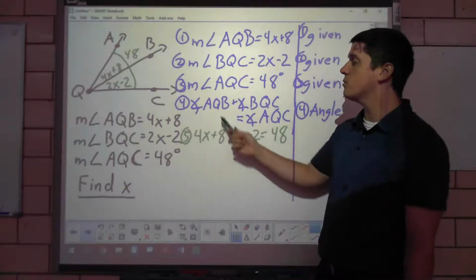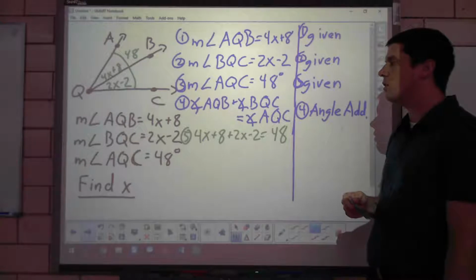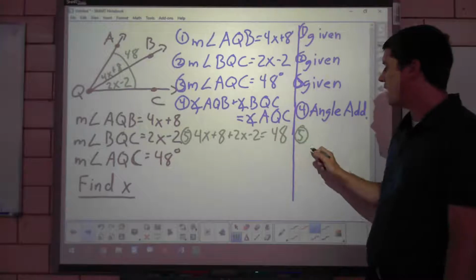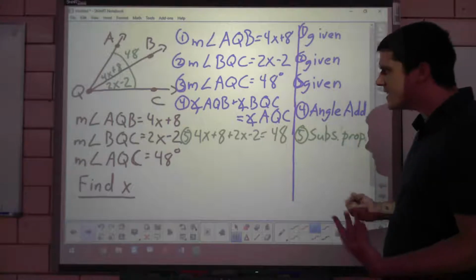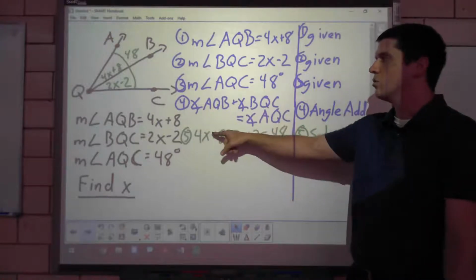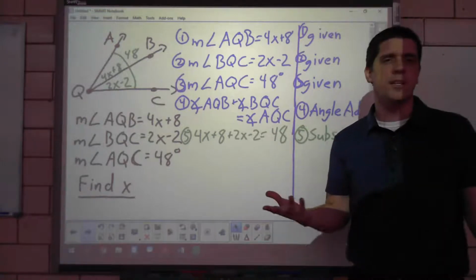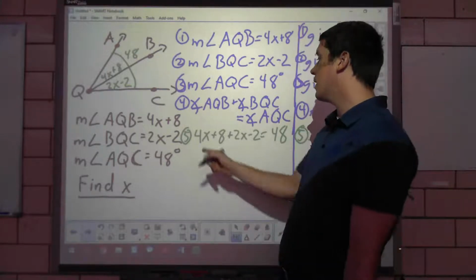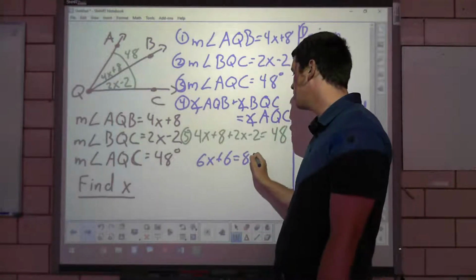And now for 5, all I did was I plugged this guy in, I plugged this guy in, I plugged this guy in. And since I plugged in all of those things there, well, that's just substitution. So for 5, I can just say the substitution property. And that's it. Anytime you plug something in, anytime you replace something that was written with something else, usually some algebra expressions, that's just substitution. Easiest thing to write there. And then we can carry on. Hey, I got some like terms I can combine, so I can say 6x plus 6 equals 48.